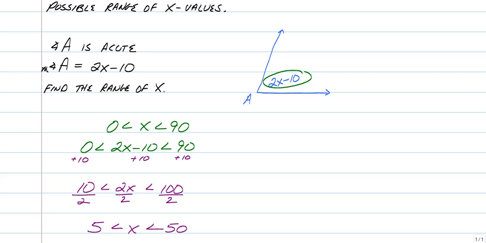Want to check it out? Pick a number, 10. So if you were to substitute 10 in here, 2 times 10 is 20 minus 10 is 10. Try 40. 2 times 40 is 80 minus 10 is 70. Try 60, which is outside. 2 times 60 is 120 minus 10 is 110. That is no longer acute. Okay, so anything that's greater than 5 and less than 50 would give you an acute angle.